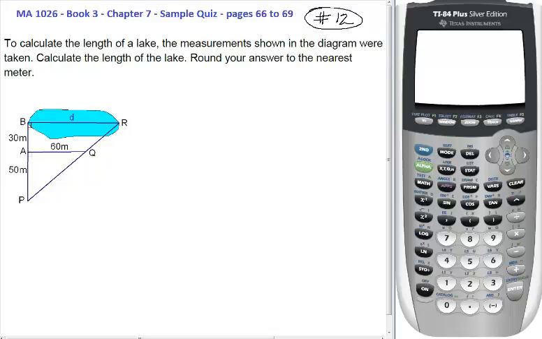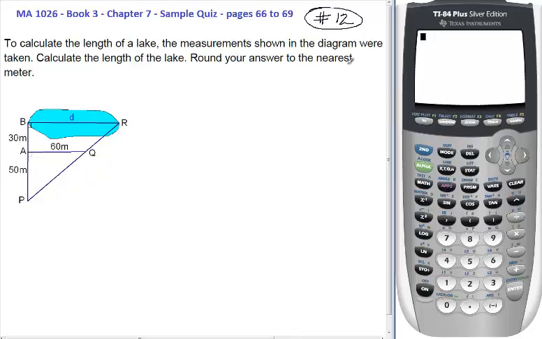Hello students, now we're going to look at the solution to the number 12 question, which is part of your long answer questions from your chapter 7 sample quiz in book 3. This of course is dealing with similar triangles. To calculate the length of the lake, the measurements shown in the diagram were taken. Round your answer to the nearest meter.